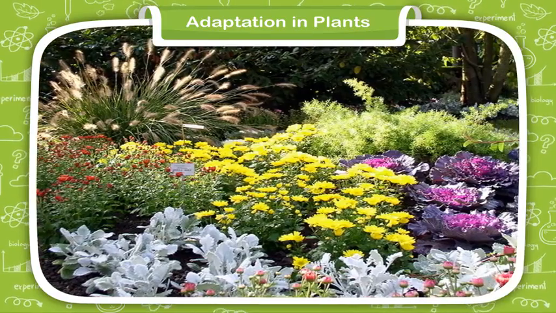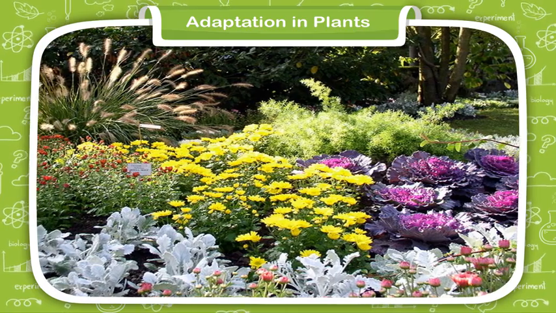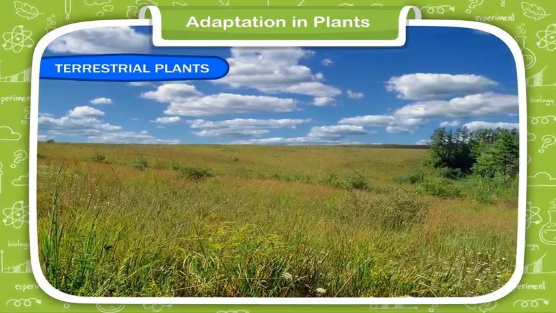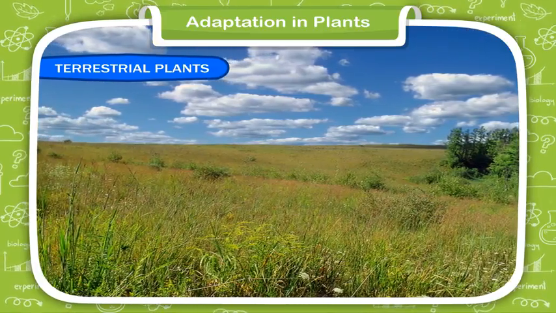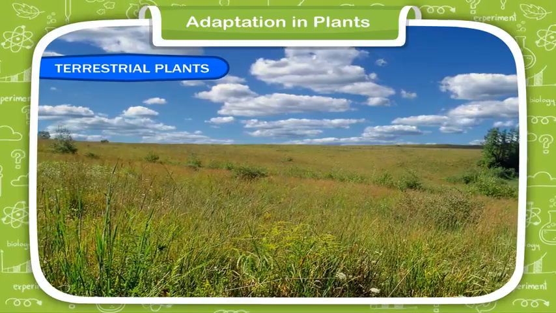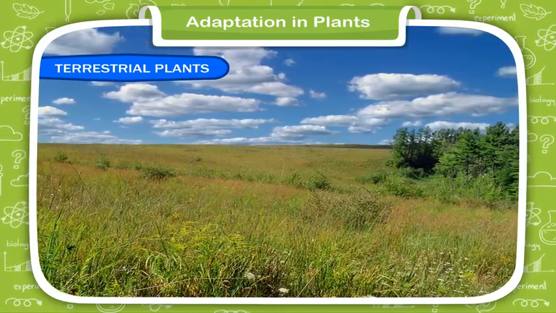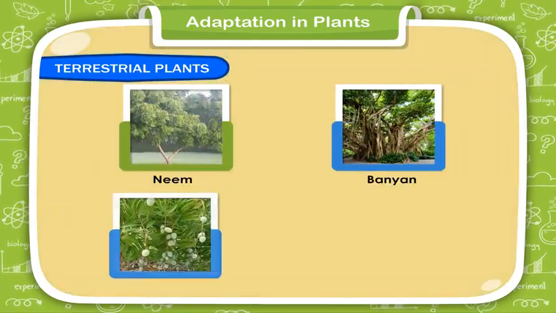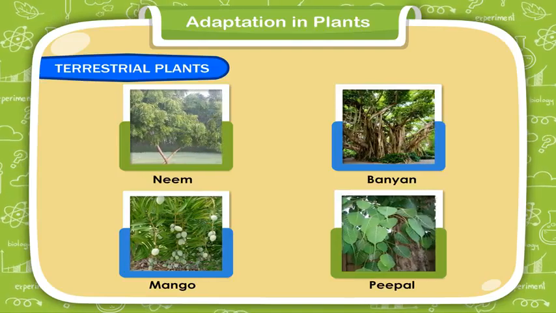Now, let us find out how plants differ from each other according to their surroundings. Terrestrial plants. Plants that grow on land are called terrestrial plants. We can see different types of terrestrial plants according to different landforms. Plants in plains. Some trees such as neem, banyan, mango and peepal grow in the plains.